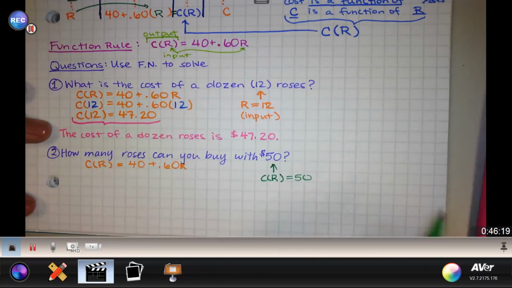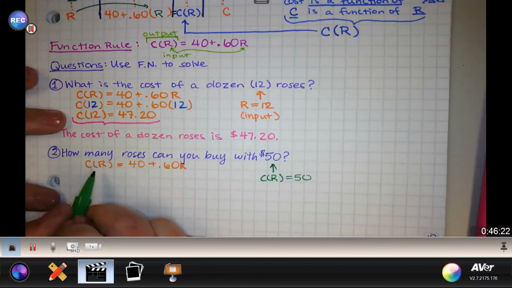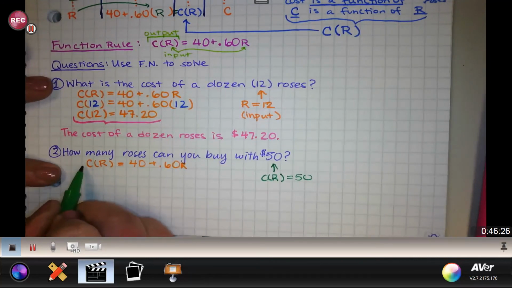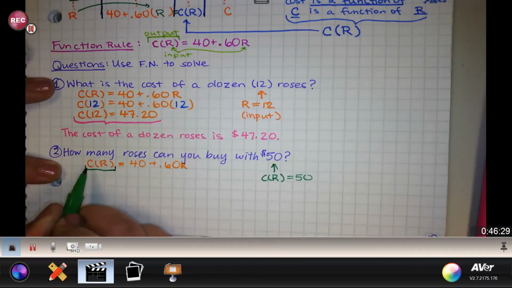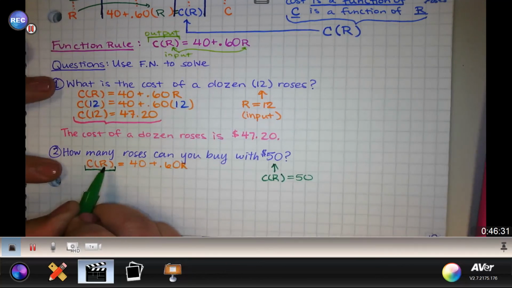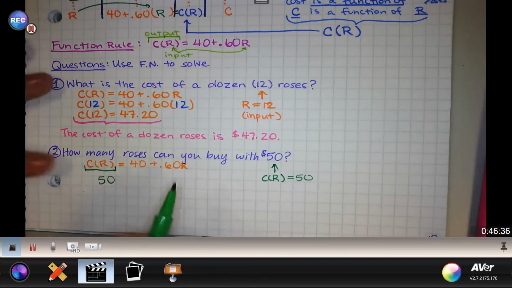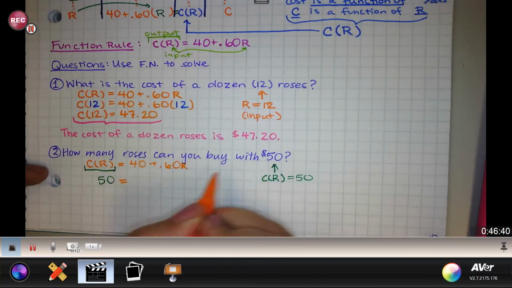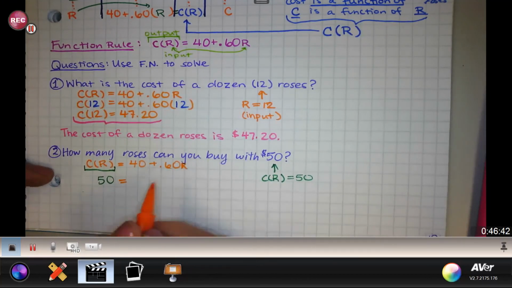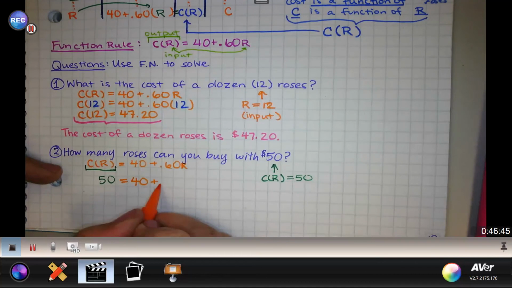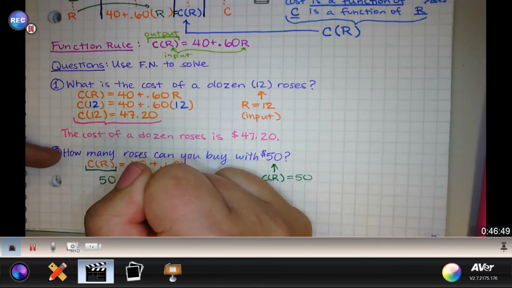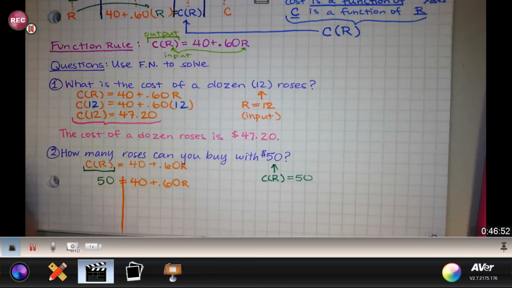Okay? And since those are the same, I'm not just going to replace C. Don't just do 50 in for C and leave R. This is a package deal. Okay? Because it means cost of R roses. I don't know what R is, but I'm going to replace all of this with 50. And then keep everything else the same because I want to know how many roses to buy, and that is why I need to solve for R. So again, like above, you can do guess and check. I'm going to solve though, just so that you can see again how to solve.